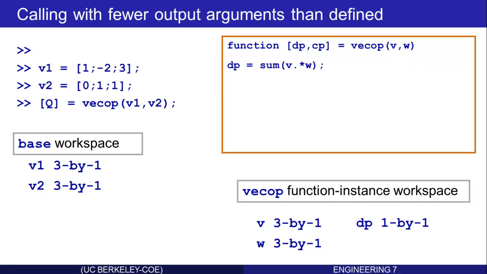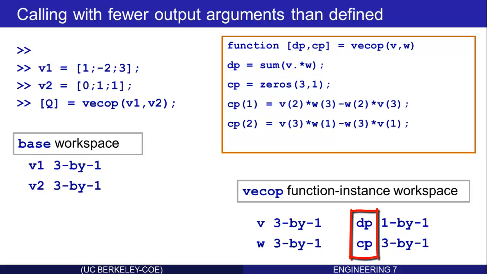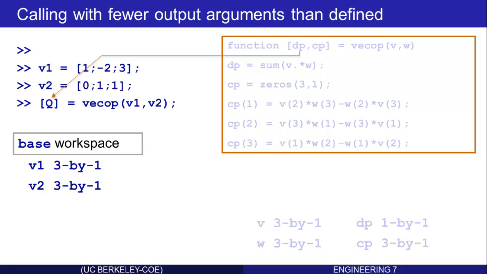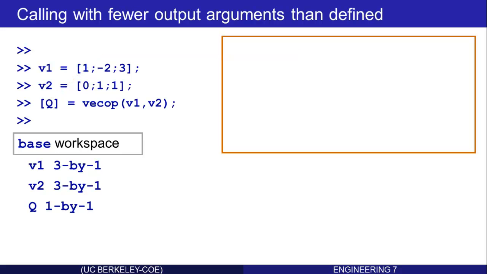Now, all the code executes. dp is computed, cp is allocated, cp is filled with the correct values, even though the caller only requested 1 output argument. So what happens on return? As the function exits, the first argument is passed back to the caller, so q will have the value of the dot product. The function exits, the function instance workspace disappears, and q appears back in the base workspace. It's 1 by 1 because it represents the dot product.